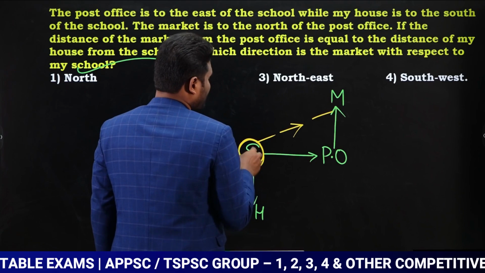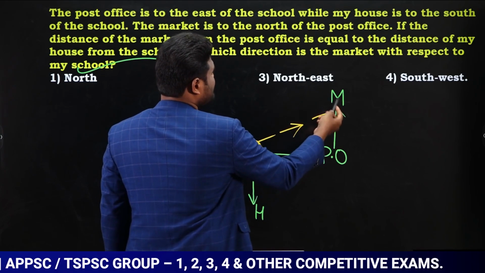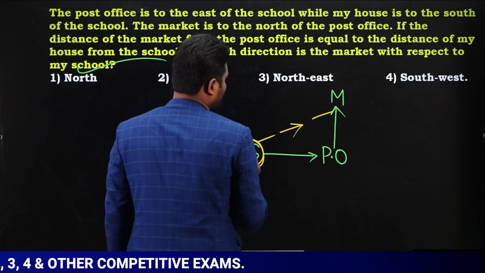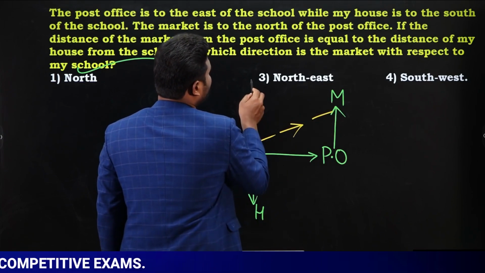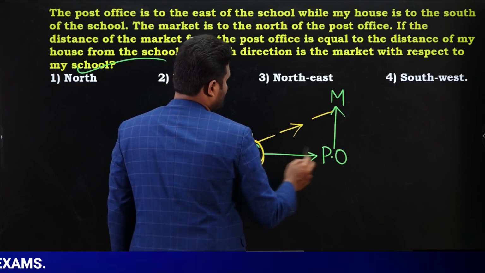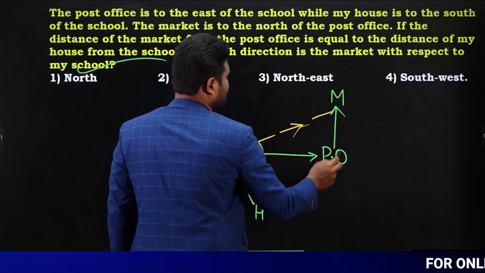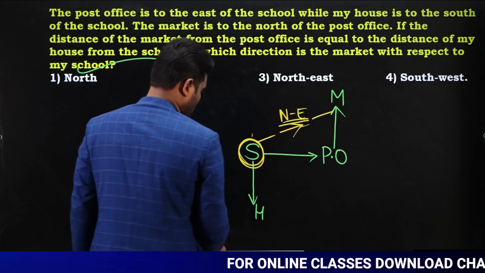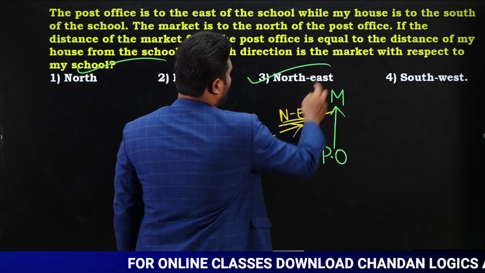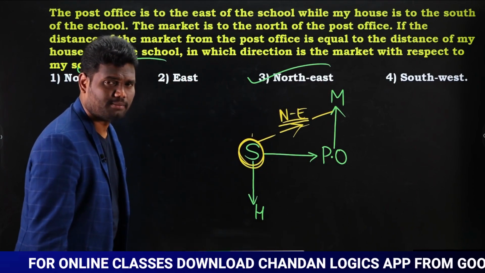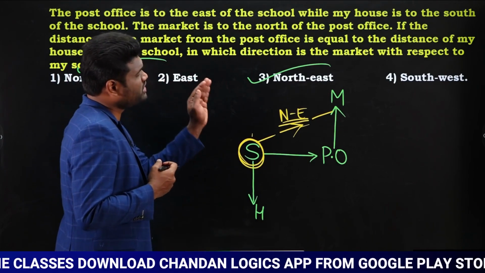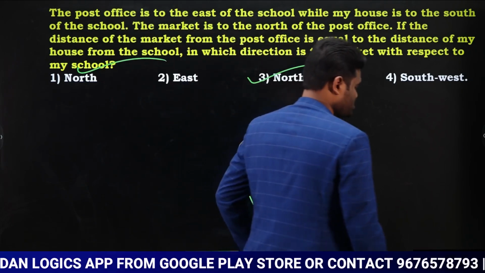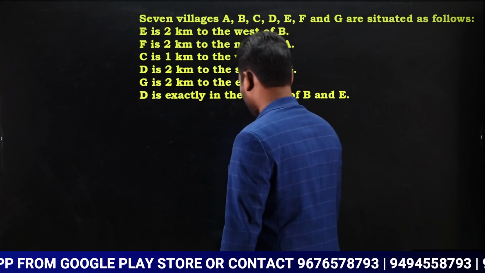Now observe here. This is school, this is market. Now I need to know in which direction is market with respect to school. For school, this is going to be north. This is going to be east. So between north and east, we can say the answer is northeast direction, which is going to be option 3. Very simple. Just read the question carefully and represent the diagram. Once you represent it, solving these types of questions will be very simple. Let us look at the next question.